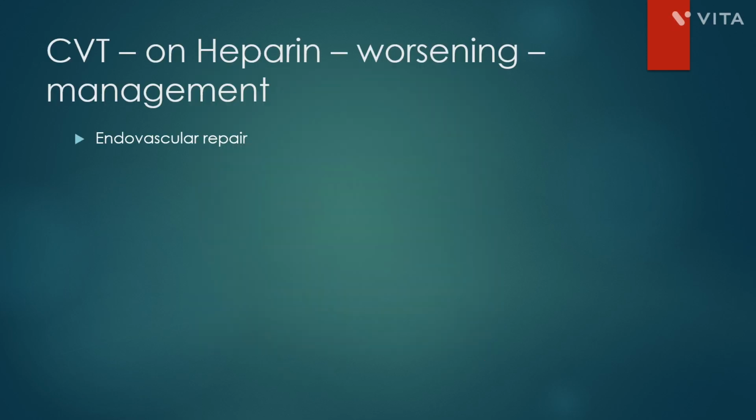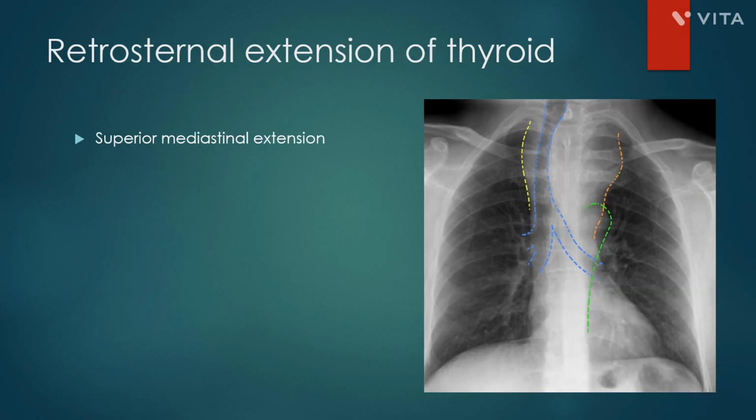Under the patient on central venous thrombosis on heparin, there is worsening. How do you manage? So you have to go for endovascular repair, and there was no bleeding, so you repair endovascular. A patient is described as having thyroid with retrosternal extension, and the X-ray is given, and the options included superior mediastinal widening, mid mediastinal widening. So it is actually superior mediastinal widening. Here you can see this is the mediastinal widening with tracheal shift.